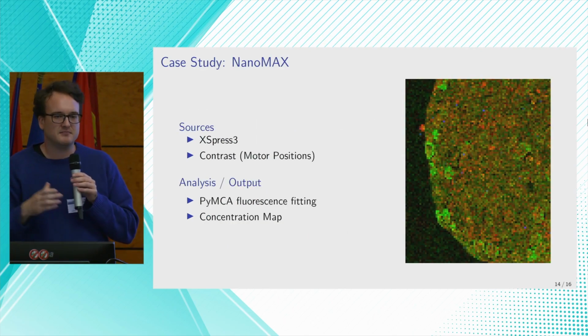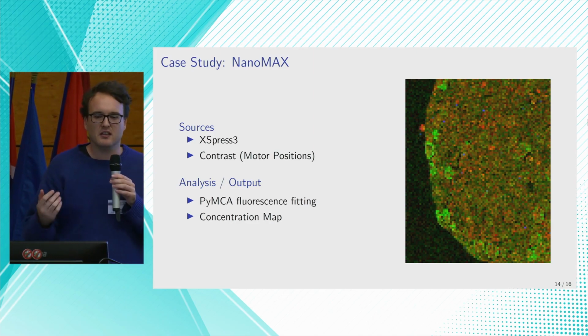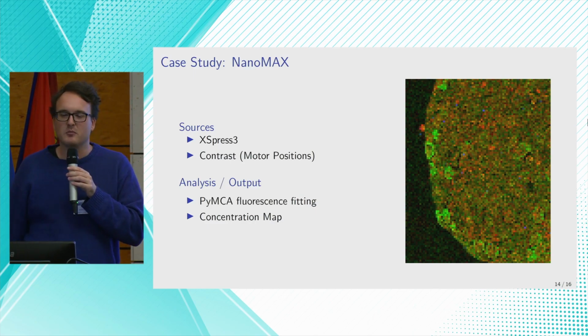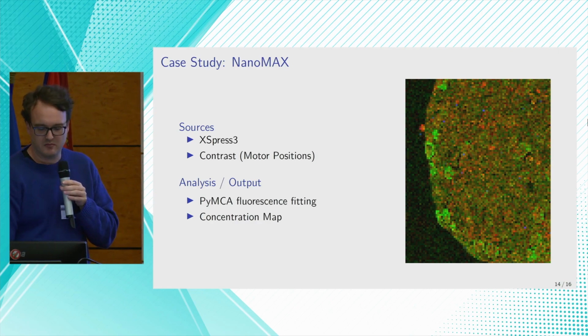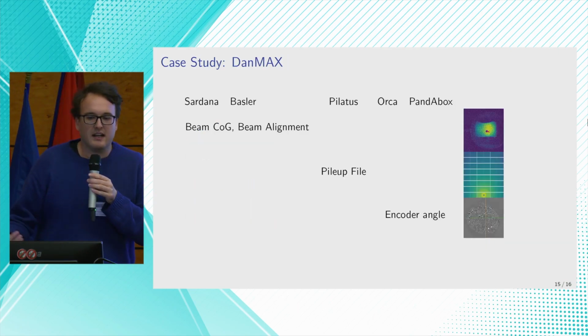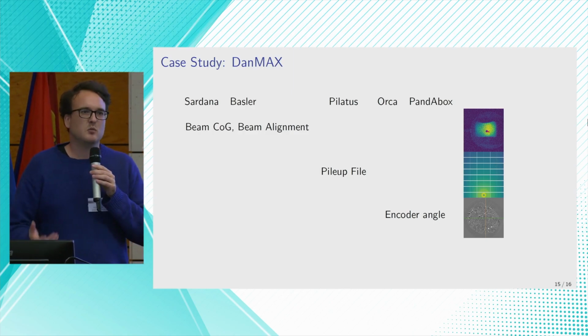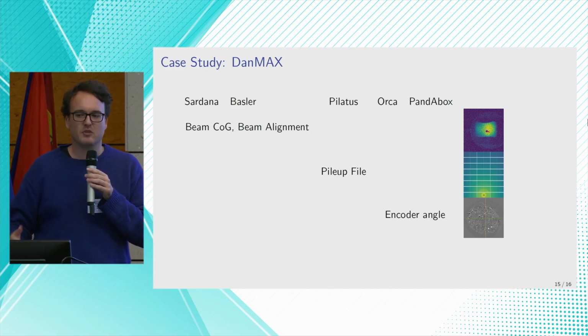A few case studies. At NanoMAX, we do XRF mapping. So the worker function is a PyMCA fitting, which also takes the positions from the motors of our scan software and the XRF spectrum from our Xspress 3. At NanoMAX, we also do beam alignment with center of gravity from a small Basler camera. We provide, for example, a pileup file, which is something super simple and was implemented by the Beamline themselves. So they just accumulate in every worker and at the very end dump them to a file and have a pileup file for every scan.